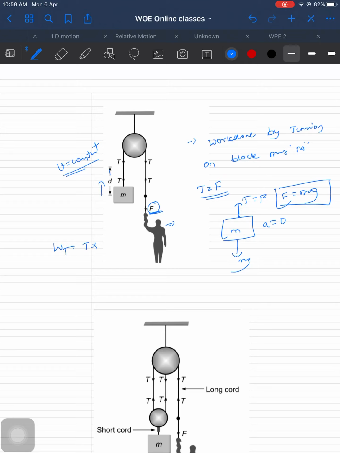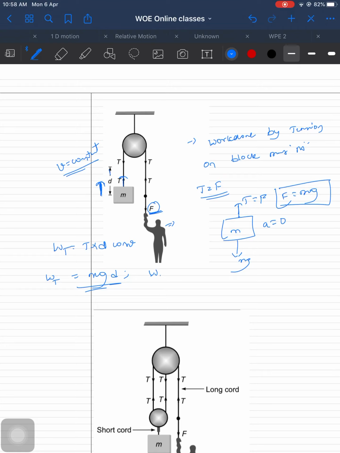Work done by tension is equal to tension into displacement into cos theta. How much is the angle? Displacement is in the upward direction, tension is in the upward direction. Angle is 0. T is equal to mg, and cos theta is 1.